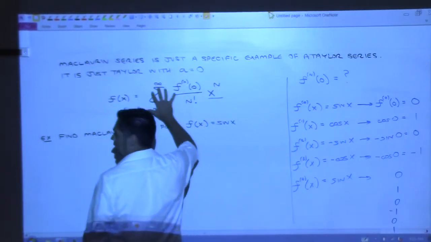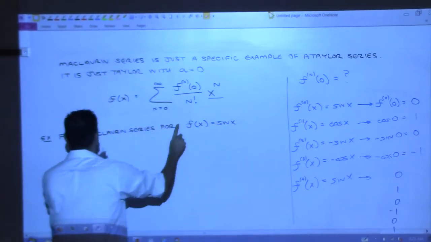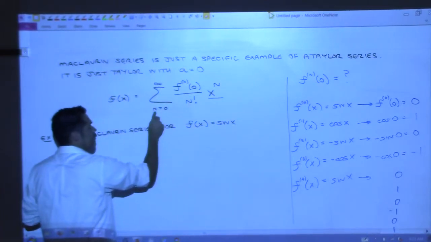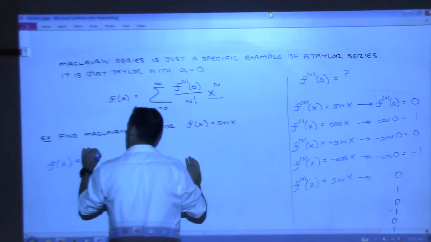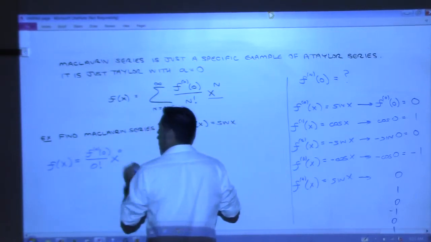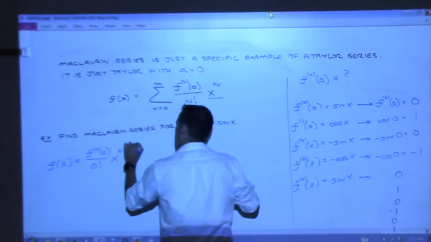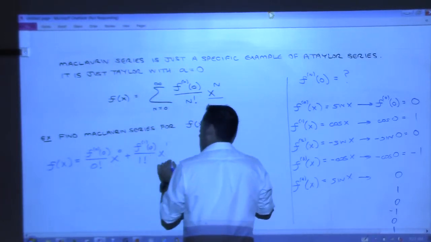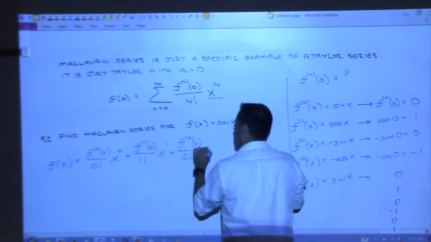So I know it looks like this, right? Now, for this first example, I think what I'm going to do is write this out. If I'm using the formula, if I replace 0 in here, I get the 0th derivative at 0 over 0 factorial x to the 0. That's me replacing all my n's with 0, right? Now I plug 1 into this, plus the first derivative at 0 over 1 factorial x to the 1, plus the second derivative at 0 over 2 factorial x squared.